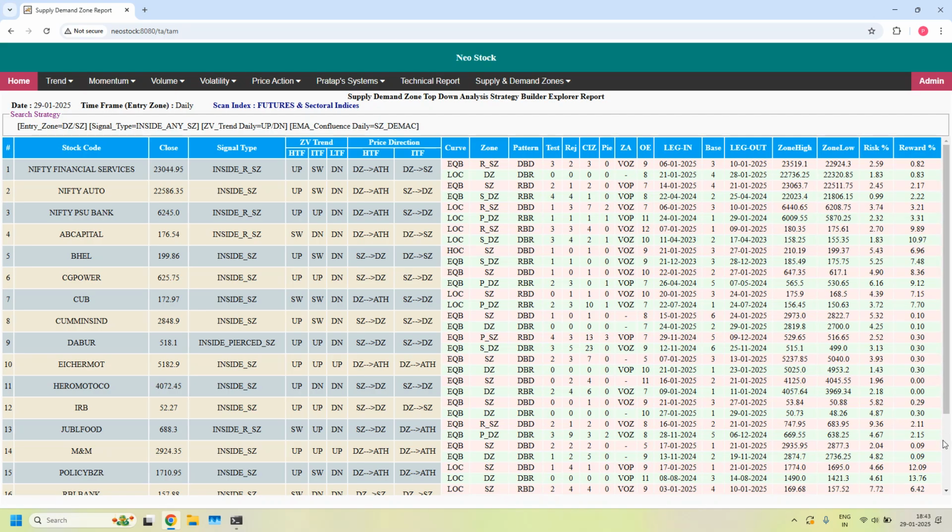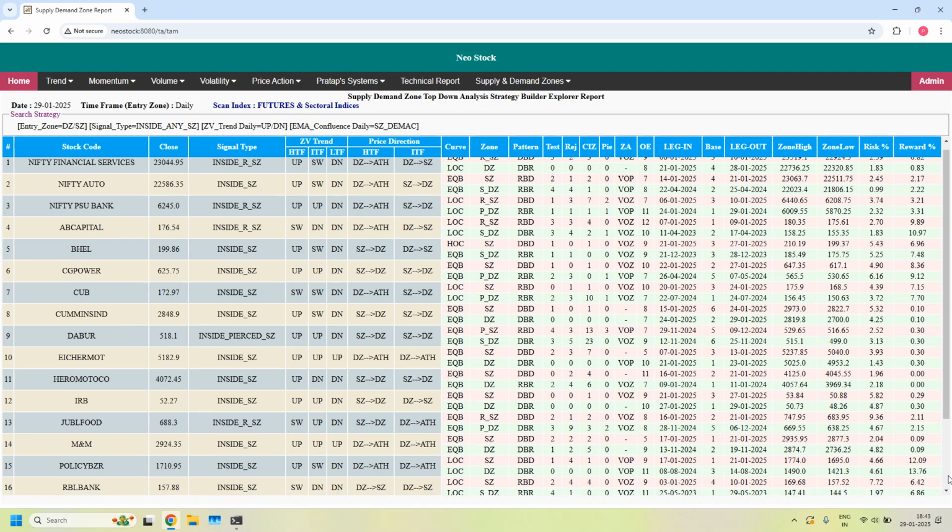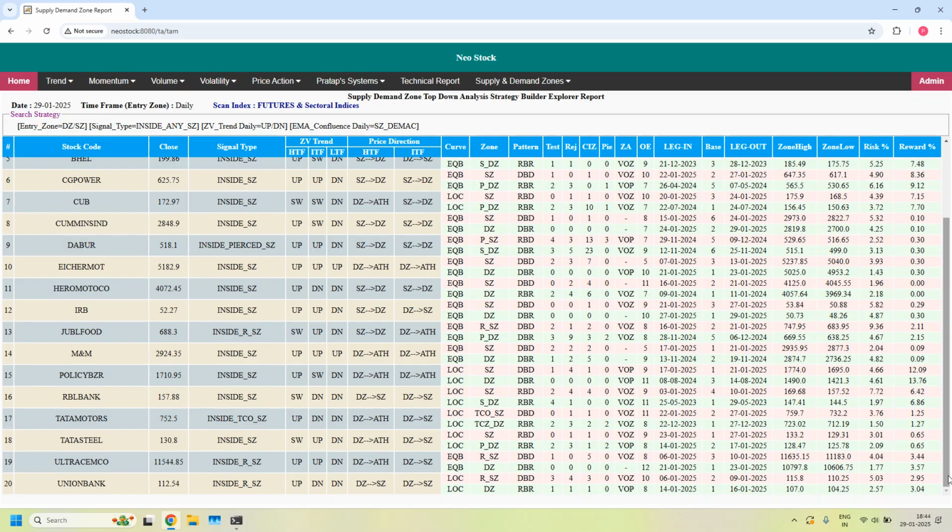Okay. So the first 15 stocks in the list, all these daily supply zones are having daily EMA Confluence, and also the current price closed inside the daily supply zones. Some of these supply zones are pierced zones. I am scrolling the list down. So total 20 stocks are filtered.